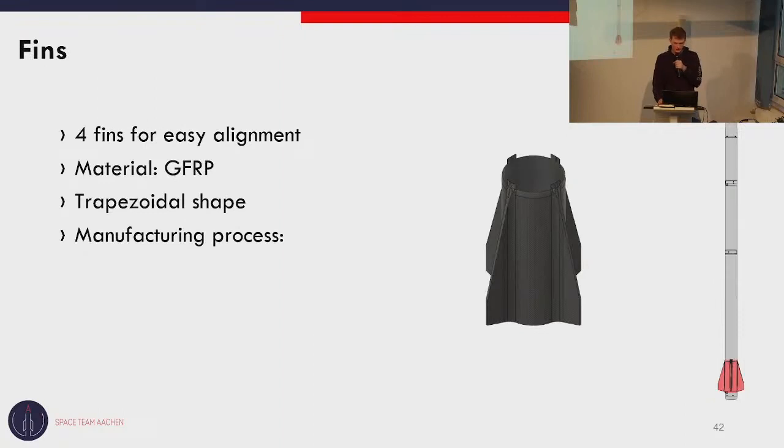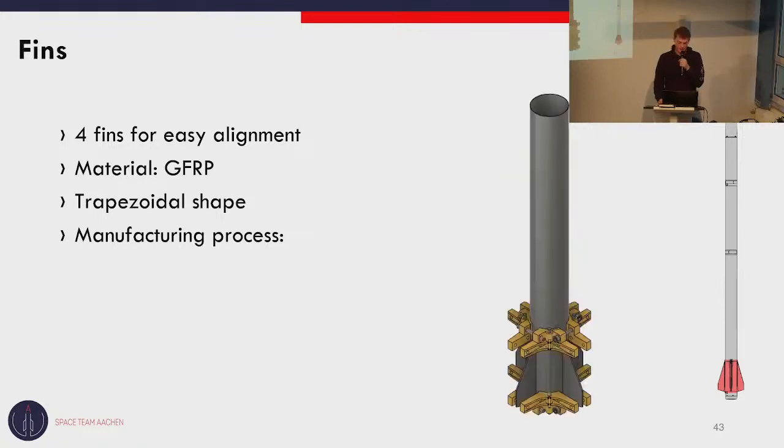Lastly, we got the fins. We settled on a 4-fin design for easier alignment when compared to 3 fins. The material will be glass fiber reinforced plastics featuring a trapezoidal shape. The manufacturing process will basically go like this. We designed a rig, that's the yellow thing obviously, that's not part of the rocket.